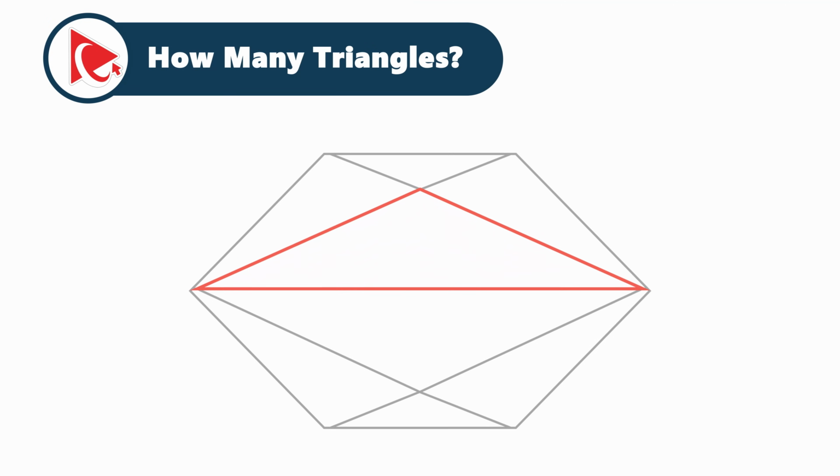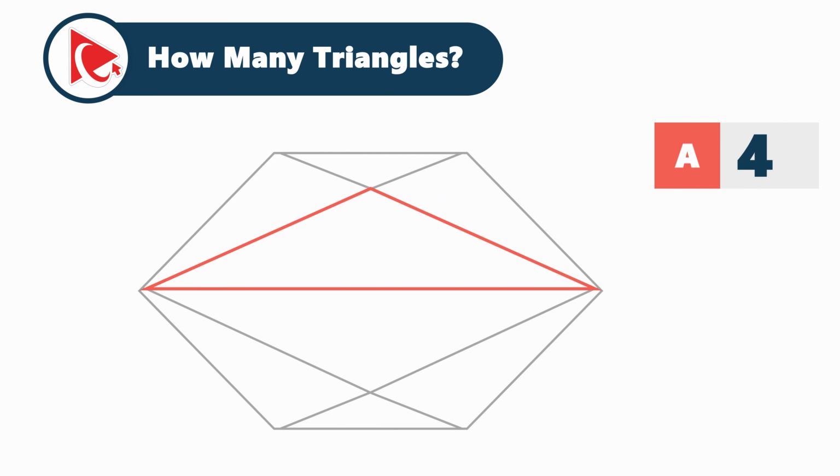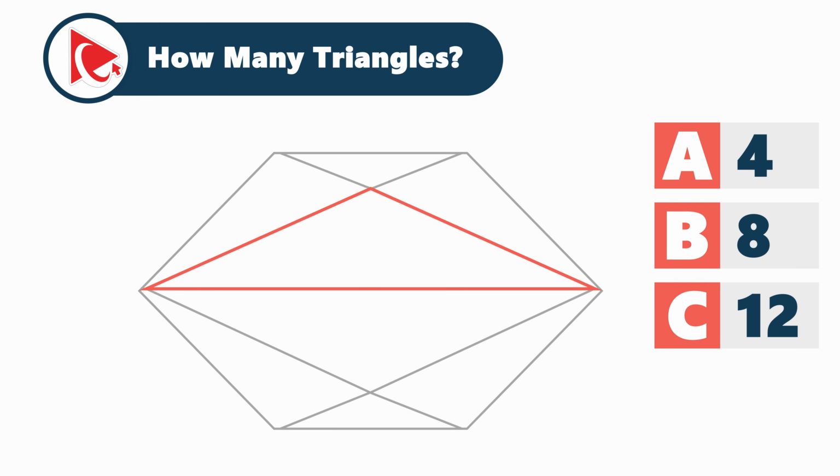You're presented with an amazingly cool looking shape, and you need to determine how many triangles this shape has. Your choices are choice A, 4, choice B, 8, choice C, 12, and last but not least, choice D, 16.